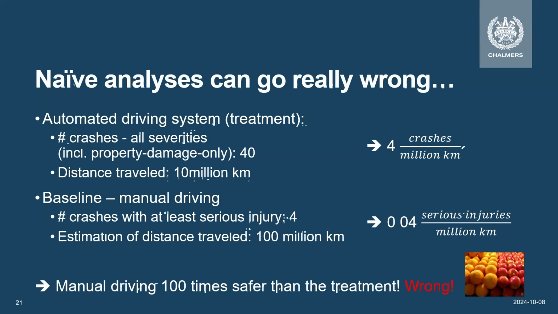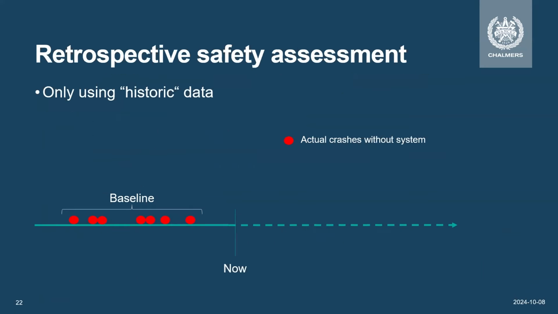Well, apples and oranges, or bananas and pears, or whatever you want to say. But you really have to keep track of what you're comparing. And that's another main message of this. It is so easy to think that you're comparing something with something else, and they're not the same thing. This was an example of a retrospective safety assessment that only uses historic data.